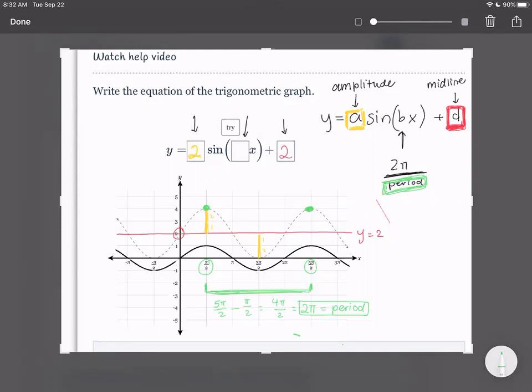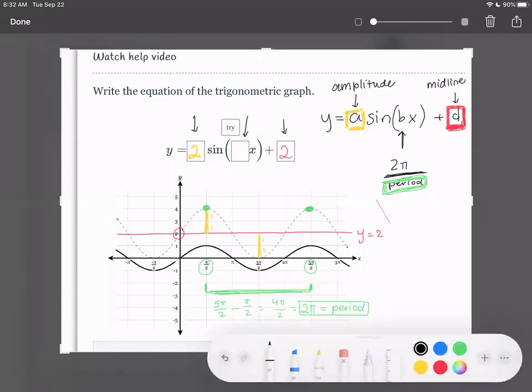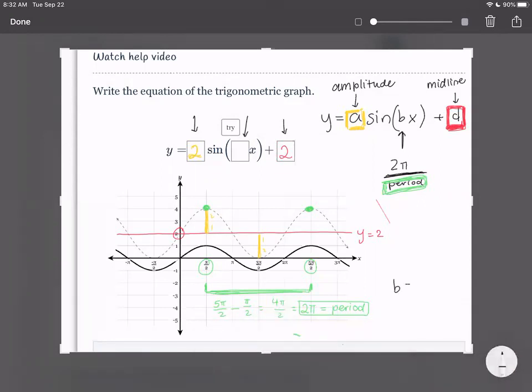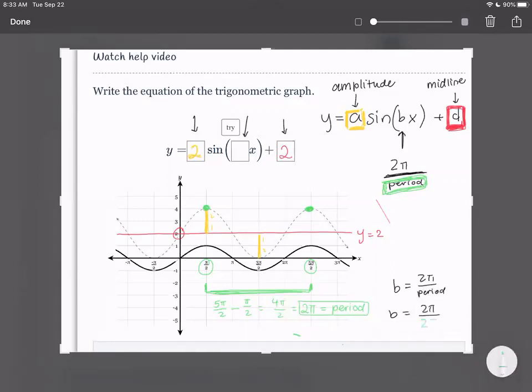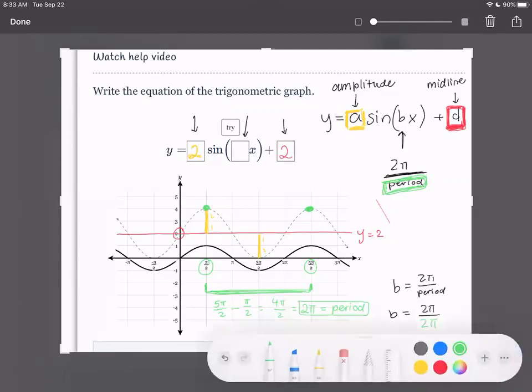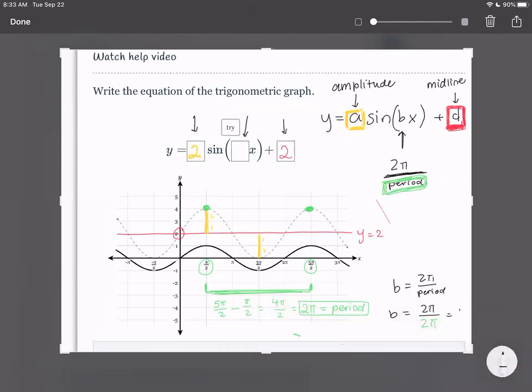Okay, so remember that we are not putting the period into the equation. We are putting the letter b, the variable b, into the equation. And b is equal to 2 pi over the period. So let's solve for our b value. B is equal to 2 pi over, and we just determined that our period was 2 pi. So 2 pi divided by 2 pi is just 1.